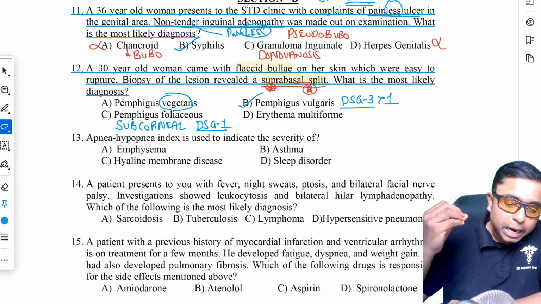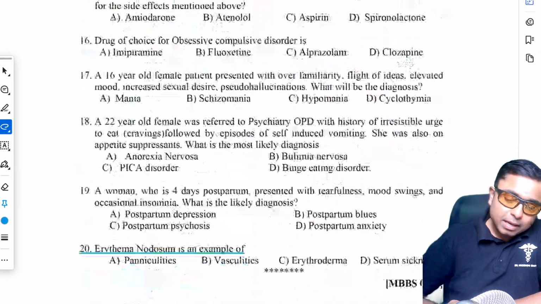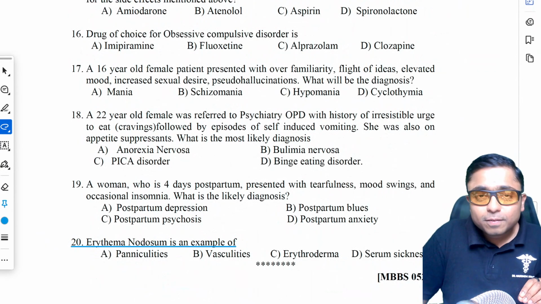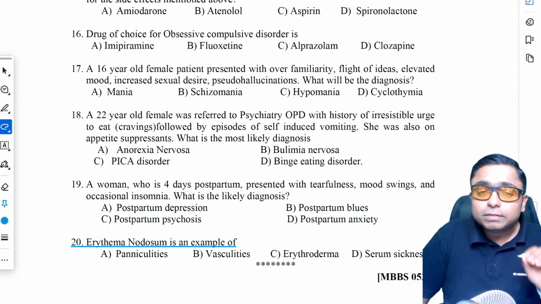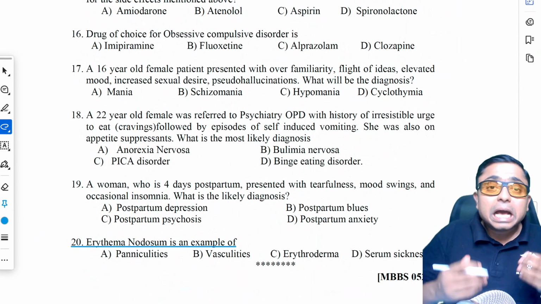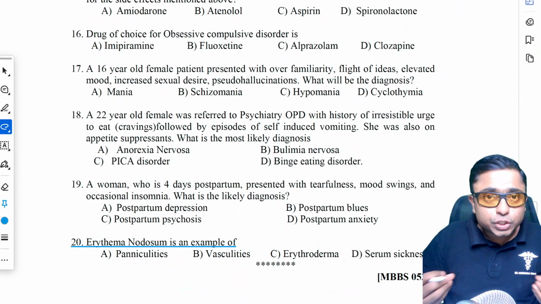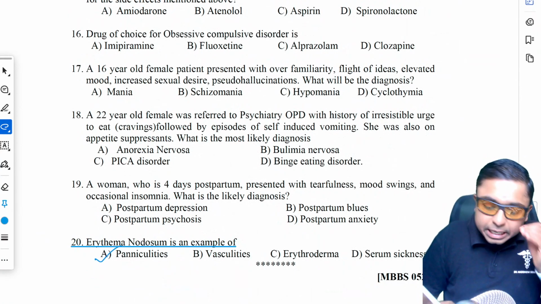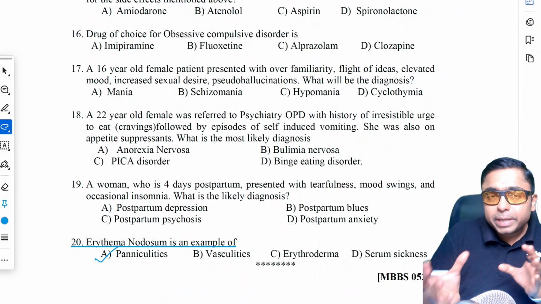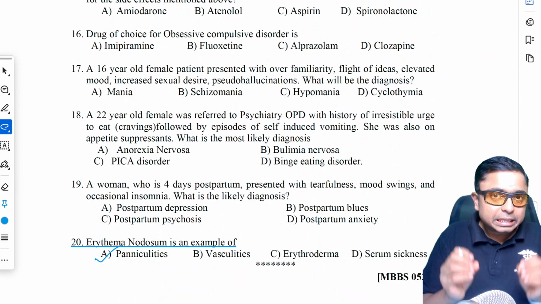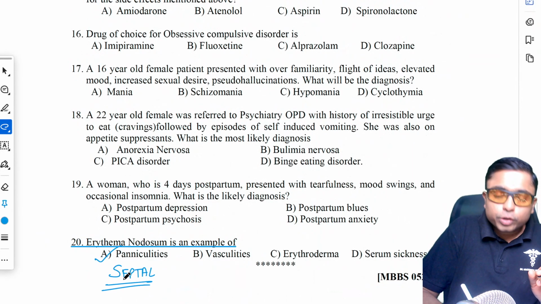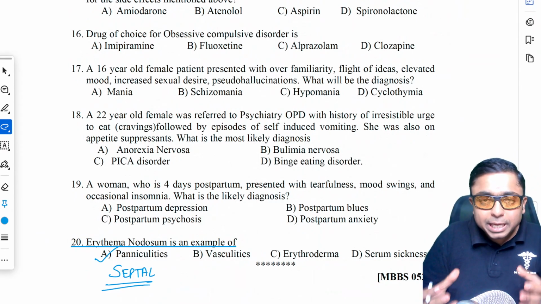So subcorneal split. Okay. The next question is, erythema nodosum is an example of, it is an inflammation of the panniculus, that is the hypodermis, where adipose tissue, that is fat, is present. So the answer is panniculitis. Specifically, there will be two parts, septae and also lobules in the panniculus, that is the hypodermis. And in erythema nodosum, remember the septa is going to have the inflammation. So it is septal panniculitis.